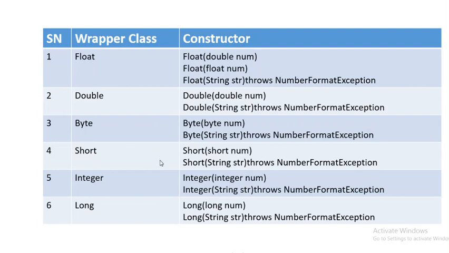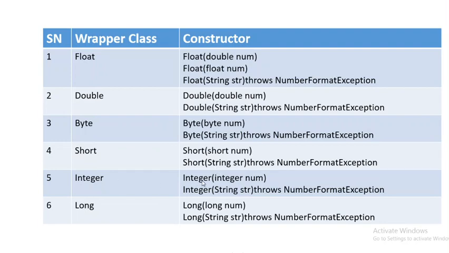Then Short. Again it has two constructors. You can create an object of the Short class by using any short number as an argument, or by using any string as an argument. If that string is not able to convert into a short number, then it will throw NumberFormatException. So while writing a string, you should take care that it should be possible to convert that string into a number.